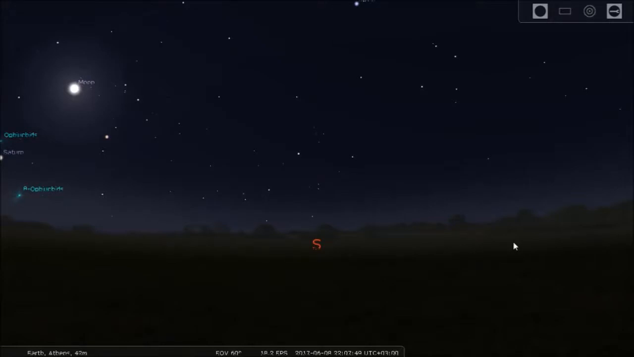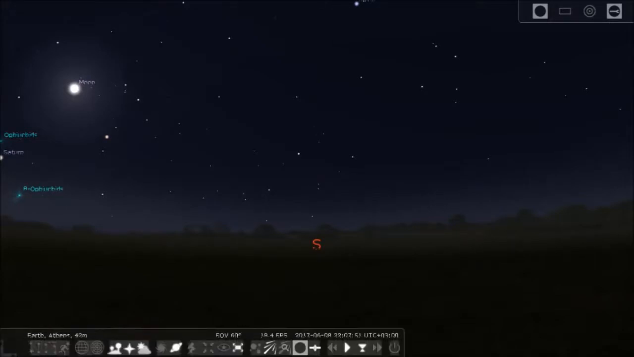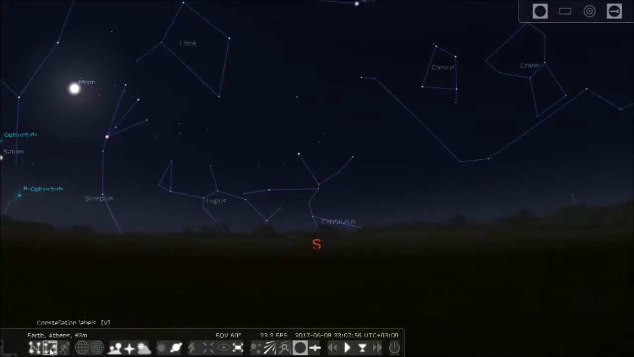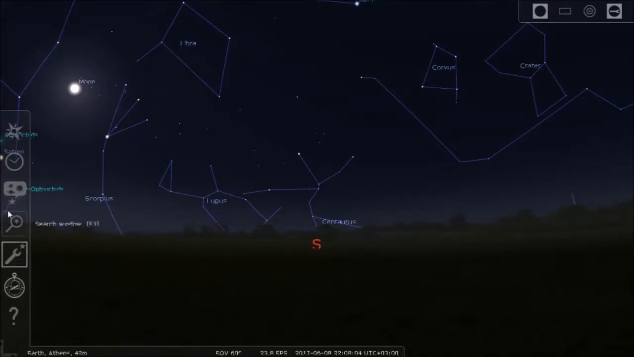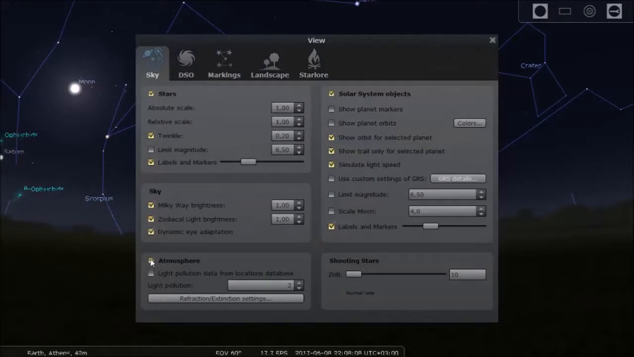Since I'm talking about constellations, I'm going to activate the constellation lines and the constellation names. And because I want to be looking at the stars while I'm also looking at the sun, the first thing I'm going to do is go to the sky and viewing options and disable the atmosphere.